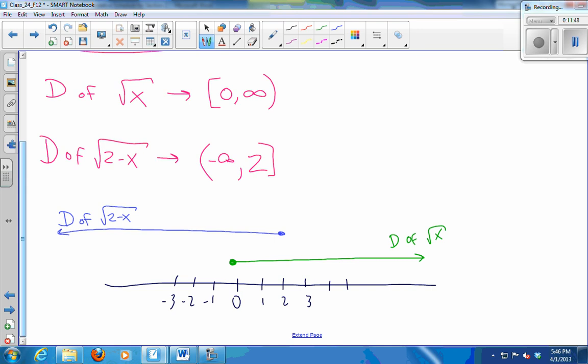I can only pick x's if I'm going to combine these two into a sum. I can only choose x's that can go into one and the other, right? They have to be part of the domain of both. So where do these two domains overlap? 0 to 2. This is going to be the domain of f plus g, or f minus g, or f times g.